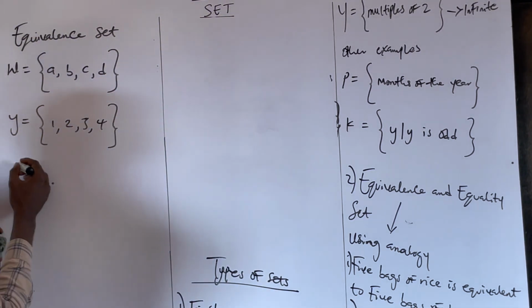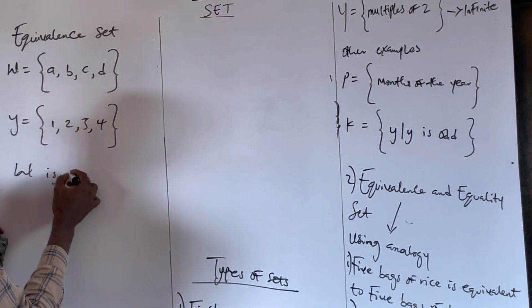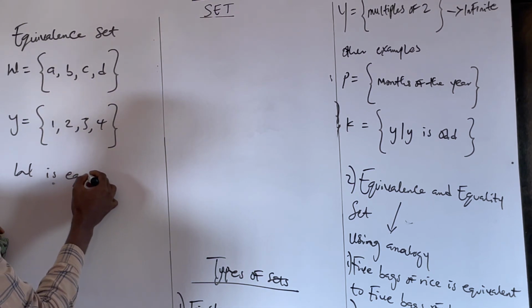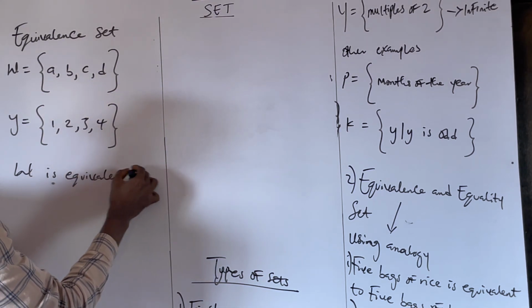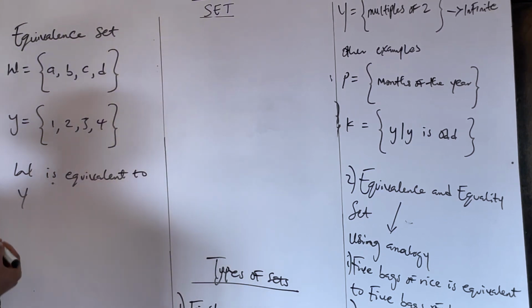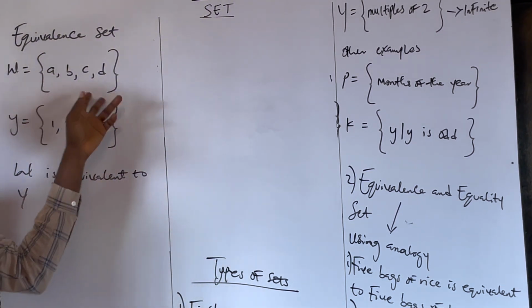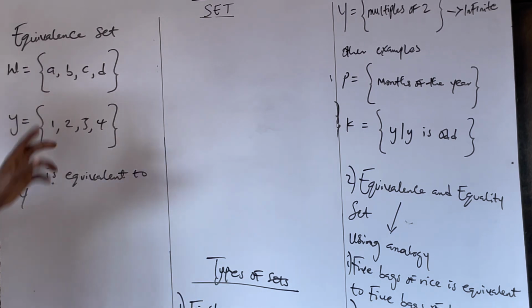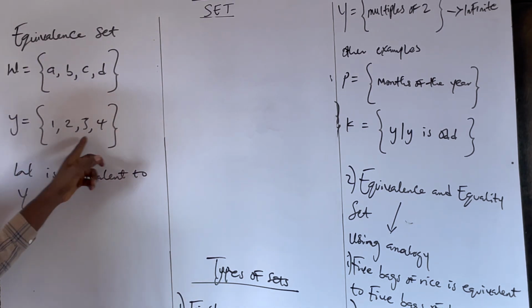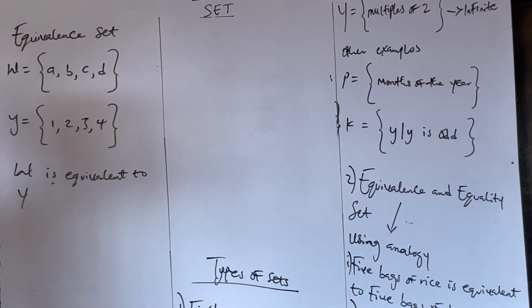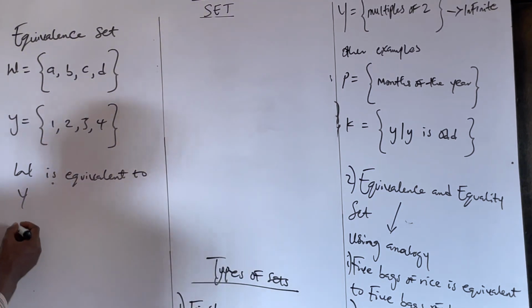You can say that W is equivalent to Y. Why? Because they have the same quantity: 1, 2, 3, 4. 1, 2, 3, 4. Do you understand?